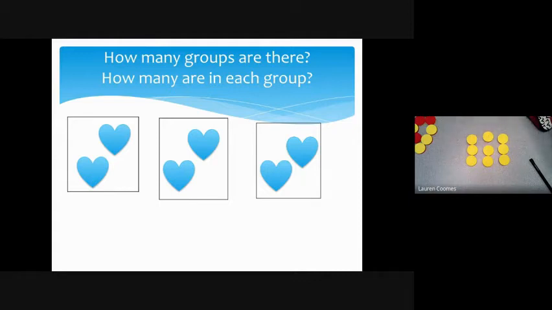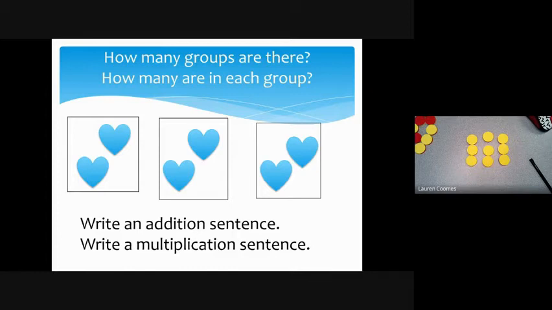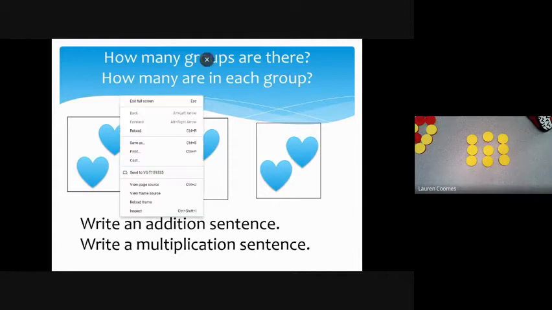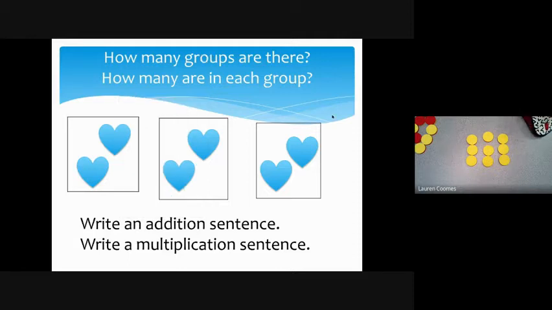Okay, now let's do the next one. What's an addition sentence I can write? The addition sentence I can write here. Anybody have it for me? I need addition. Ryan got it. Very good. It's 2 plus 2 plus 2. Okay, that's the repeated addition.